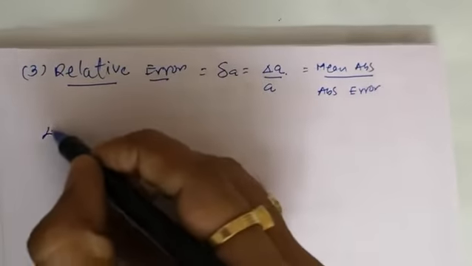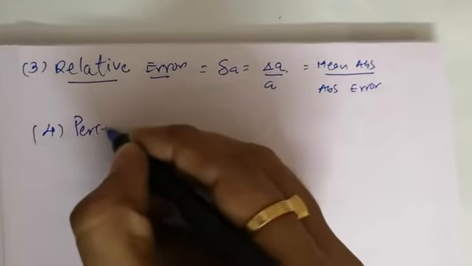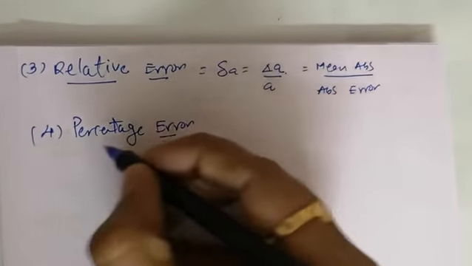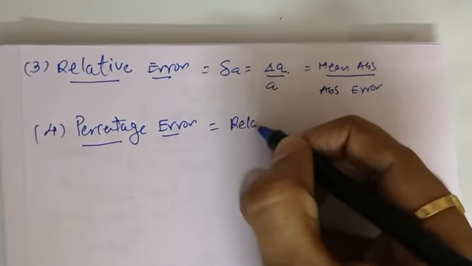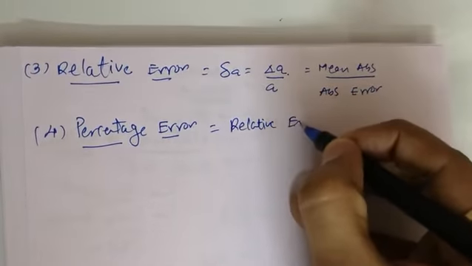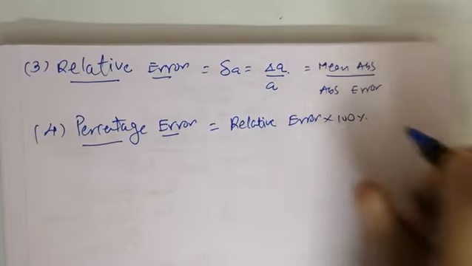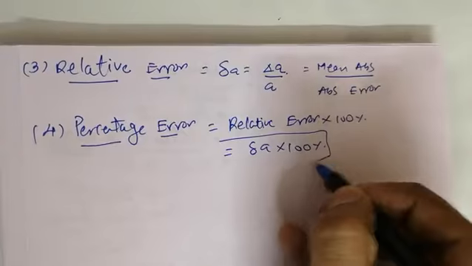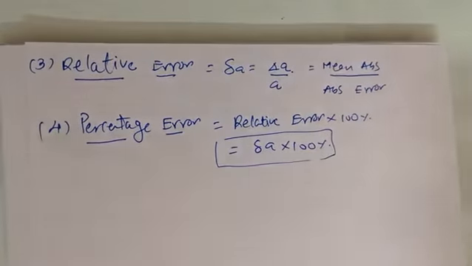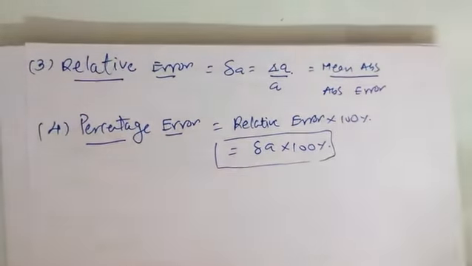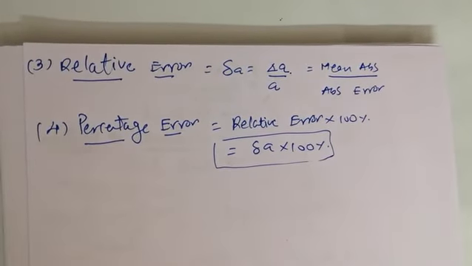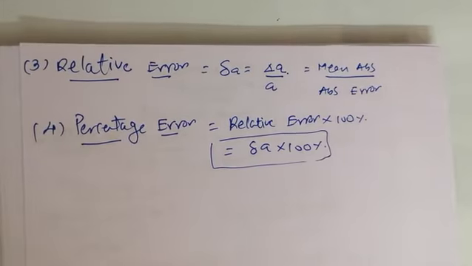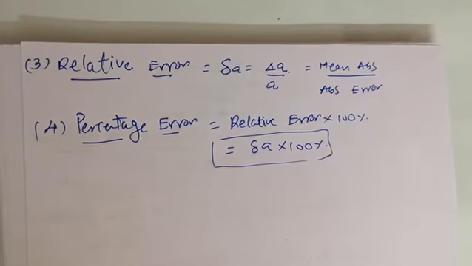And now the fourth one is called percentage error, that is the relative error multiplied by 100%. So I can get delta A multiplied by 100%. So these are the four steps. Whenever you have taken numerous observations, more and more observations, you may just calculate it out and it will give you a proper solution or proper measurement.